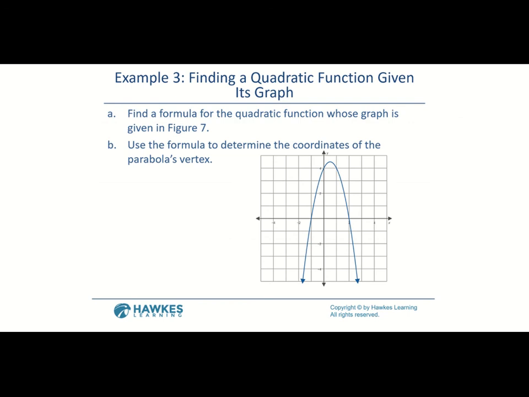All right, so here what we are going to do is look at the quadratic graph and find the formula for this quadratic. We'll start with probably vertex form, and then we can go to standard, or go to standard first and then vertex. And we are going to then also use that formula to determine the coordinates of the parabola's vertex.